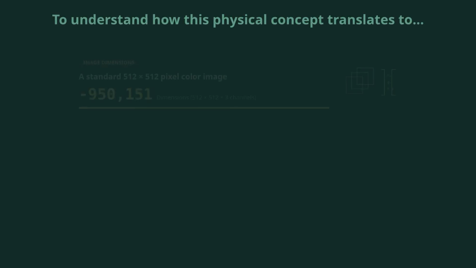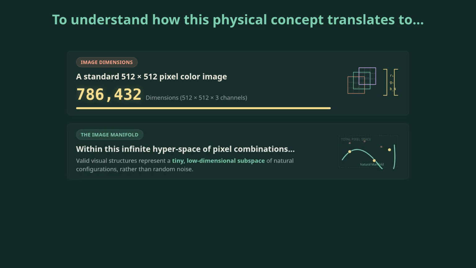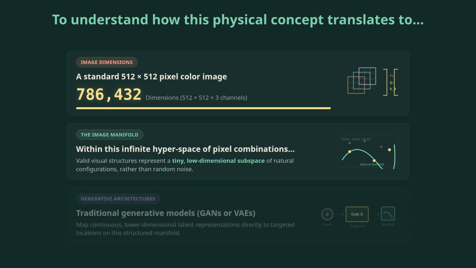To understand how this physical concept translates to digital images, we must look at how computers perceive pictures. A standard 512 by 512 pixel color image lives in a massive 786,432-dimensional space, where every single coordinate represents the red, green, and blue values of a specific pixel. Within this infinite hyperspace of possible pixel combinations, the subset of coordinate points that actually look like real objects, like cats, cars, or human faces, is incredibly tiny, forming a complex, folded manifold.